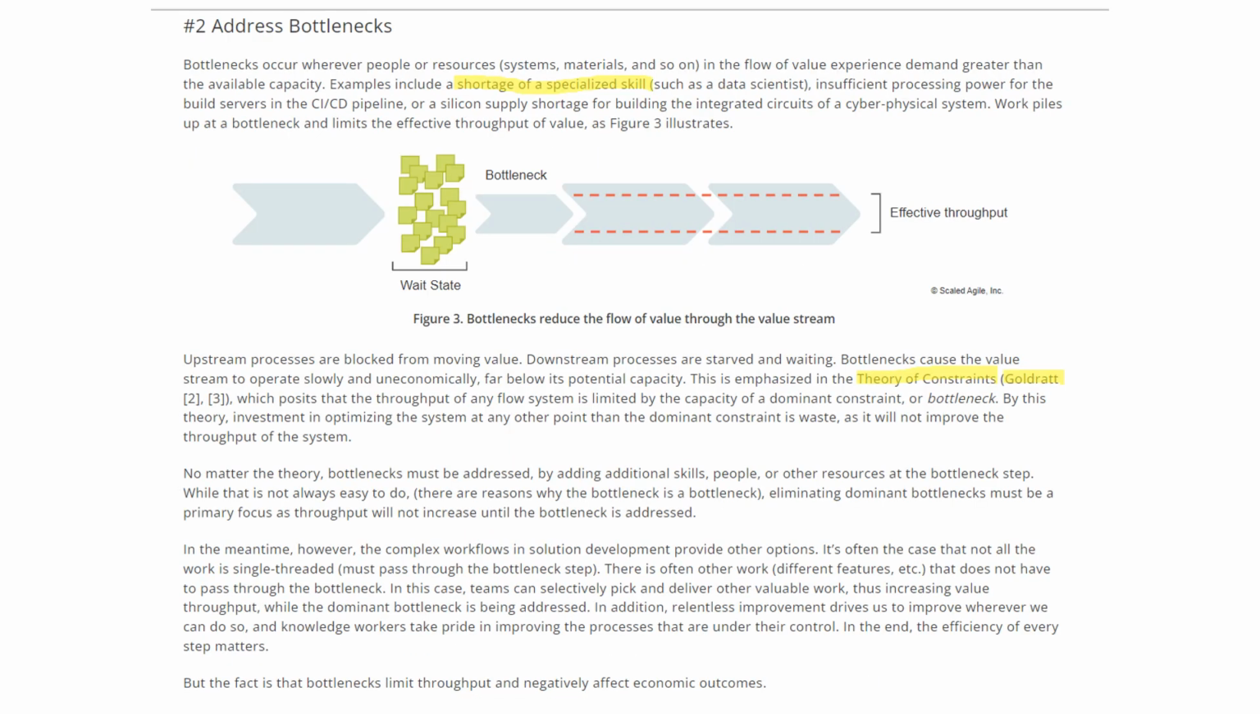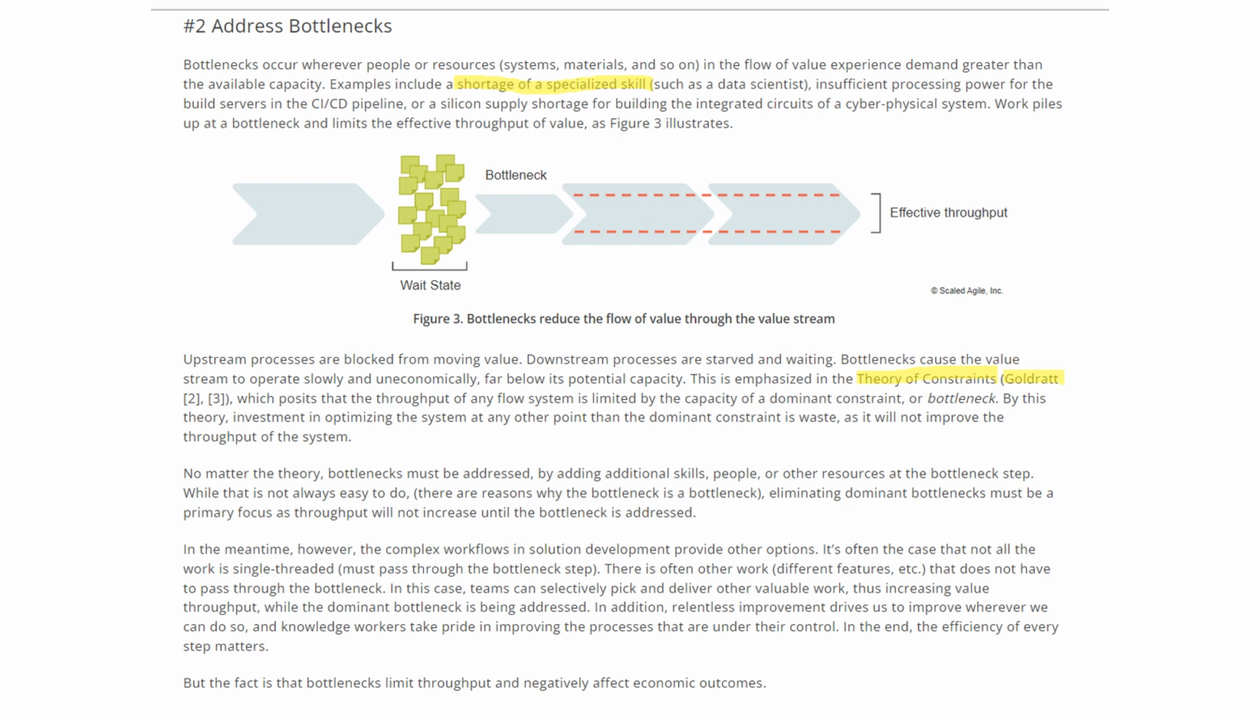The second flow accelerator is address the bottlenecks, right? Bottlenecks occur wherever people or resources in the flow of value experience a demand greater than the available capacity. Examples: a shortage of a specialized skill like data scientists, insufficient processing power for the build servers in the CI/CD pipeline, or a silicon supply shortage for building the integrated circuits of a cyber-physical system. These are some examples of bottlenecks, right? Work piles up at a bottleneck and limits the effective throughput of the value, right?